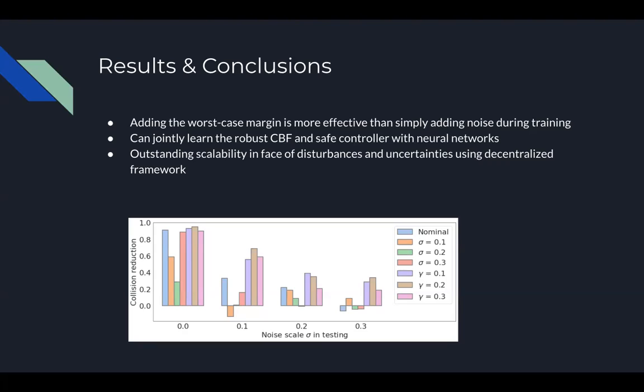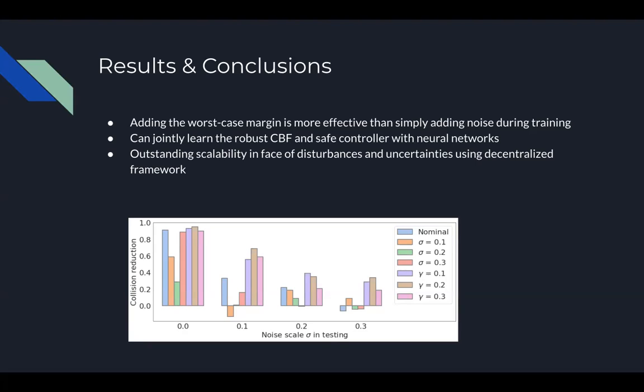This approach has really high variance and can sometimes be even worse than the baseline LQR controller. The last three bars show the collision reduction coefficients for the model learned with the worst-case margin. This approach is consistently outperforming other models with different noise scales.